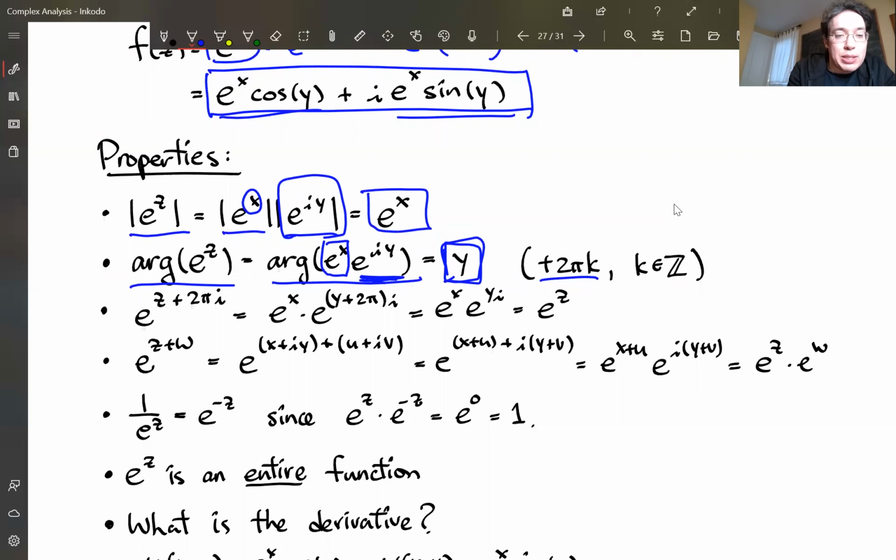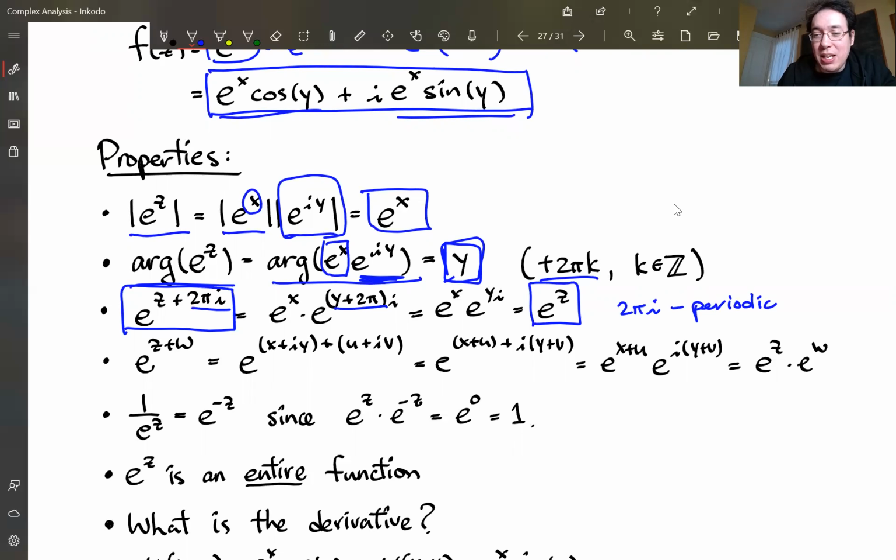I guess this is a similar point. So if we have e to the z plus 2 pi i, if I'm adding 2 pi i to the imaginary part of the input, that shifts the argument by 2 pi. But on a unit circle, if you add a 2 pi angle, you get the same angle. So you get back what you would have plugged in without adding 2 pi i to the input. This means that the exponential function is 2 pi i periodic. So it's periodic if you add 2 pi i in the imaginary direction.